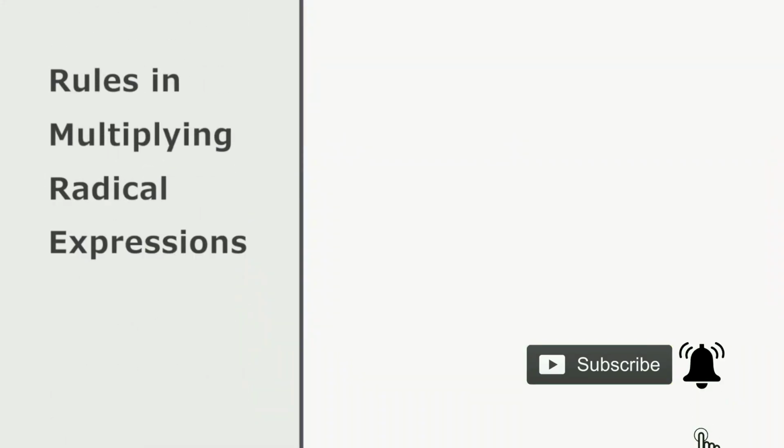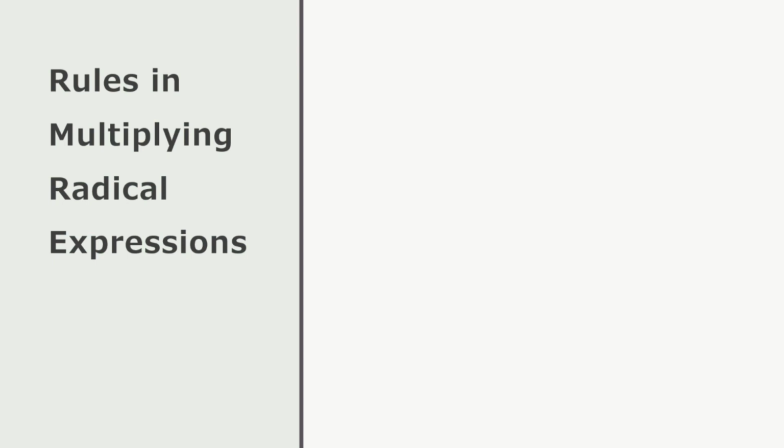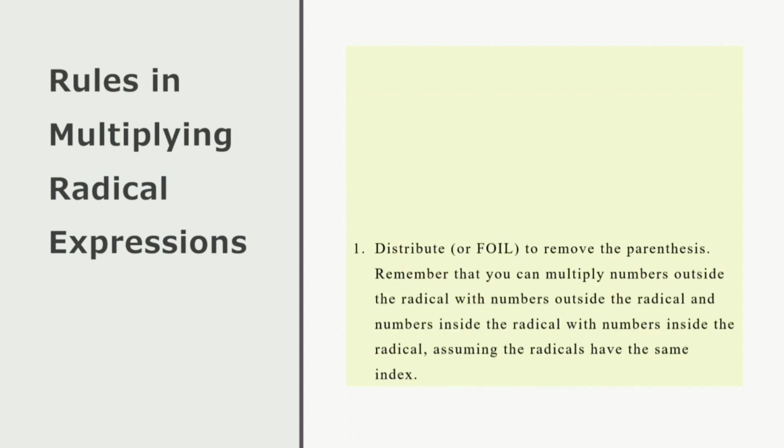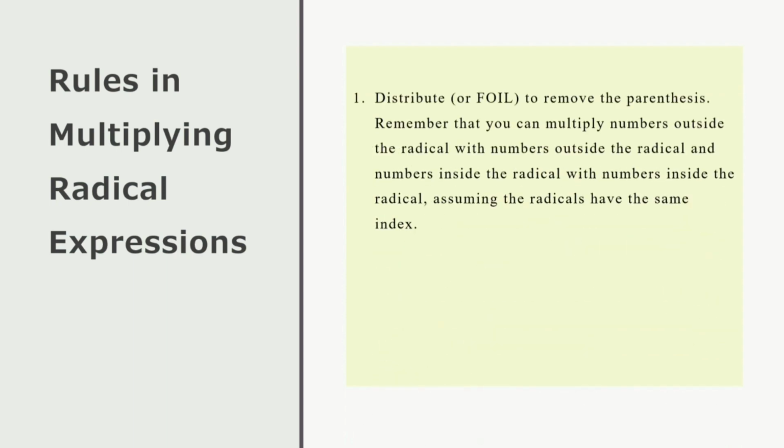Try to recall first the rules in multiplying radical expressions. There are only 3 steps. Step number 1, distribute or FOIL to remove the parentheses. Remember that you can multiply numbers outside the radical with numbers outside the radical, and numbers inside the radical with numbers inside the radical, assuming the radicals have the same index.